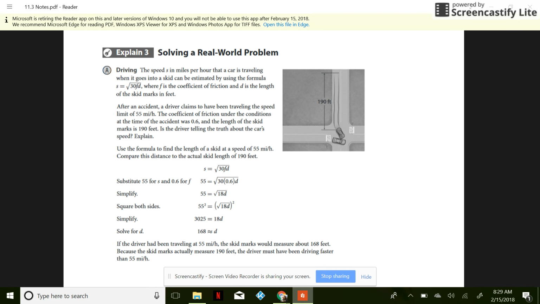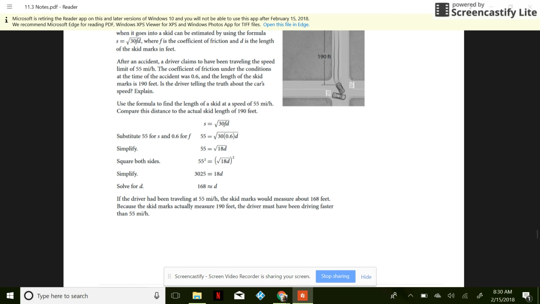So after an accident, a driver claims to have been driving the speed limit of 55. The coefficient of friction was 0.6, and then the length of the skid mark is 190 feet. So is the driver telling the truth?